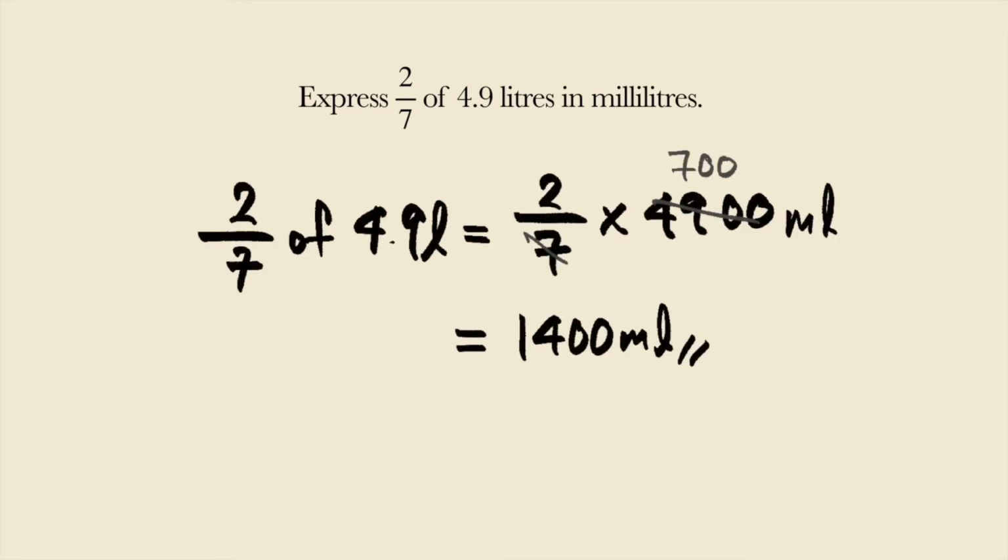Alright, first we're going to take 2/7 of 4.9 liters. Okay, let's do that. Multiply, "of" in this case is multiply. Now I'm going to change this to milliliters, which is 4900 ml. Now simplify and you will get 1400 ml.